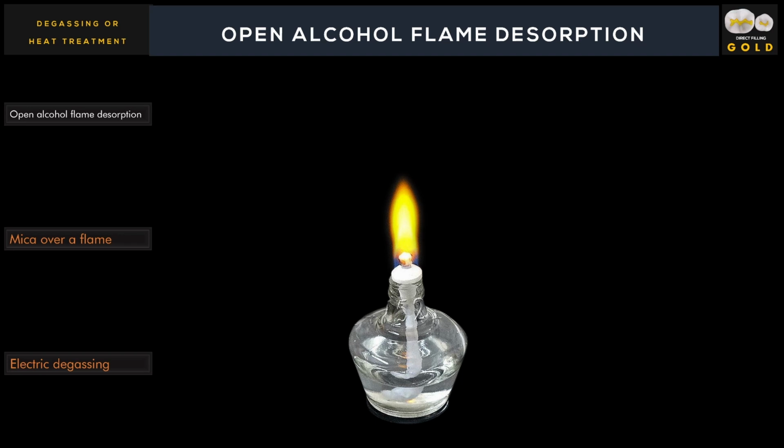in which a small pellet of direct filling gold is taken. It is shown over an open alcohol flame so that the surface impurity which is present will be removed, and once the gold turns red hot, it is said to be ready to be restored. It can then be taken to the cavity and used for the restoration.